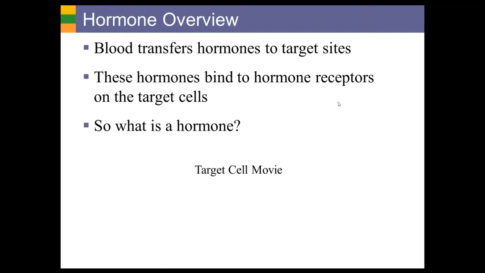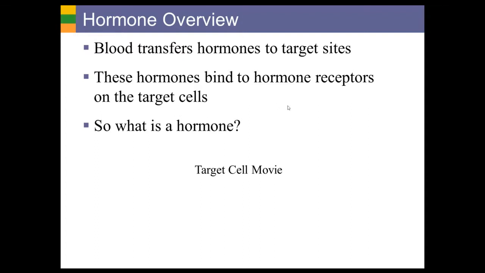You could almost think of a hormone like a key and a receptor like a lock. You know how a key can only fit in a lock that's specifically made for that key. Well, if a cell has receptors that are specific to a hormone, then that hormone can bind that receptor and cause changes on that cell. And that cell is called a target cell.